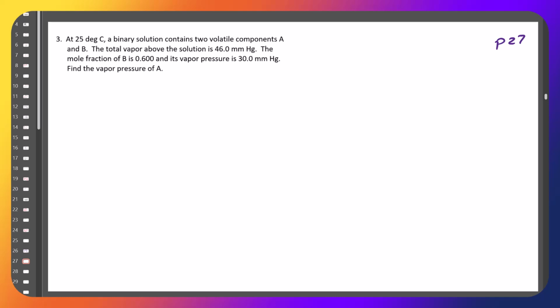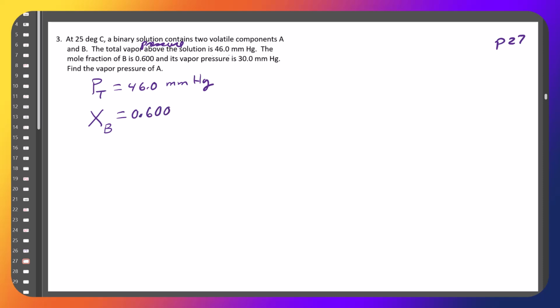So let's write down what we're given here. We have the total vapor pressure above the solution, so we'll construct a variable to represent total vapor pressure. I'll be more exact on the test. So P for pressure, T for total, and we'll assign a value to it. The mole fraction of B is 0.6, so we create a variable for mole fraction of B, capital X for mole fraction, B subscript for species B, and we'll assign a value to it, given as 0.6.